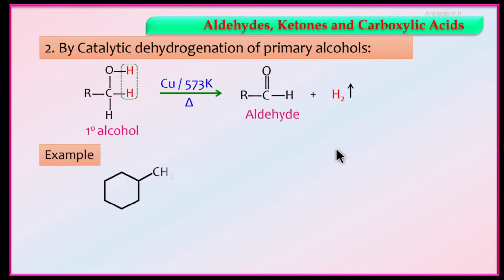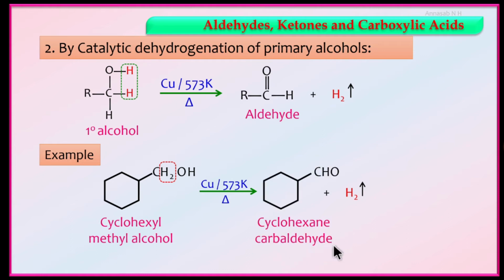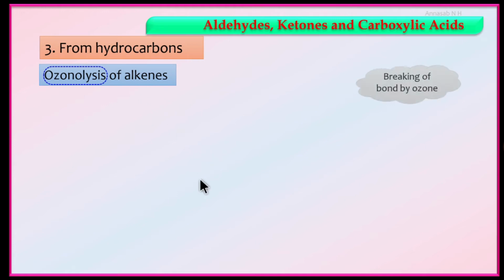We learn the example. It is a 6-membered alicyclic compound, it is not a benzene, cyclohexyl methyl alcohol, which is treated with copper at 573 Kelvin temperature, removes two hydrogen atoms and forms cyclohexane carbaldehyde. Moving to the third one, from hydrocarbons, ozonolysis of alkene. Ozonolysis means addition of ozone or O3 to alkene.